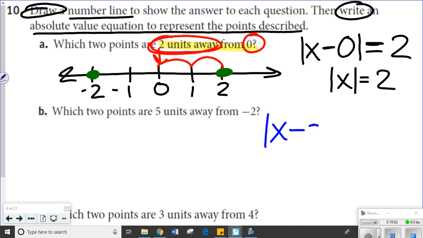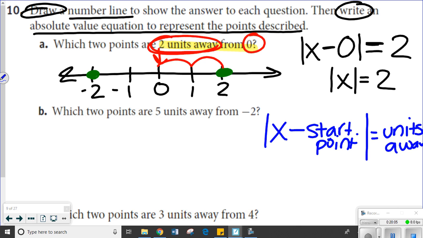Sometimes I tell my students a little hint: x minus your starting point, put your absolute value bars, equals how many units away you're moving. So what I would like you to do is pause the video and do your best to answer questions B and D. Have some confidence, draw a number line, you can do it.